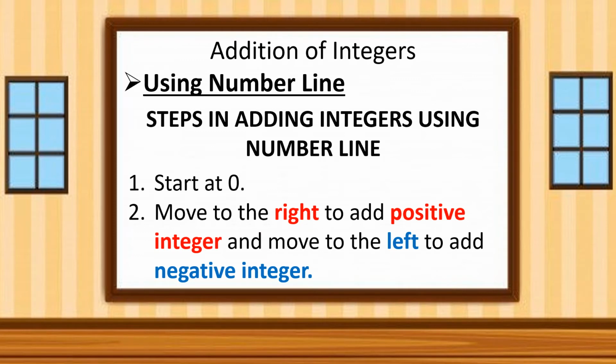Then, we will move to the right to add positive integer. And we will move to the left if you are going to add negative integer. So, again, going to the right kung positive integer yung i-add and going to the left kung negative integer po yung i-add. So, ang first step, lagi tayo mag-start kay 0.